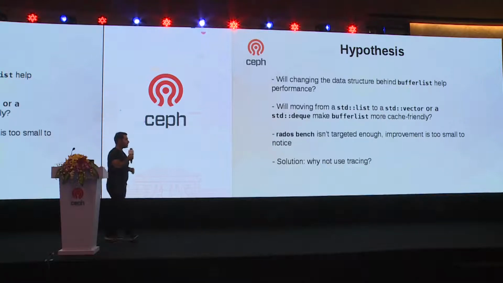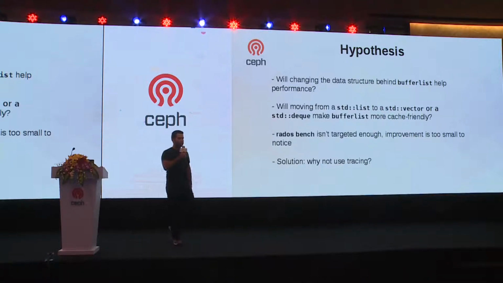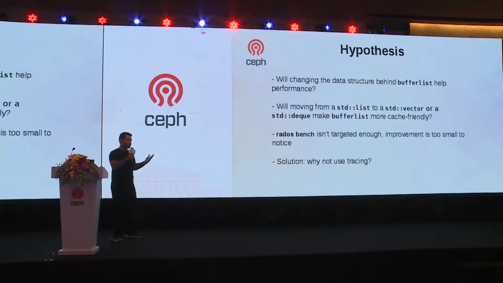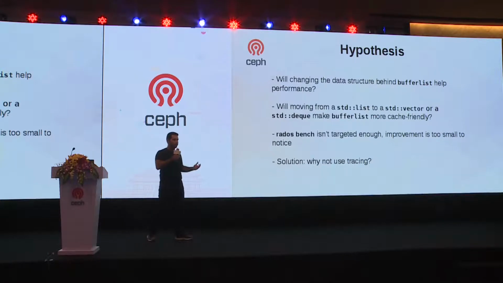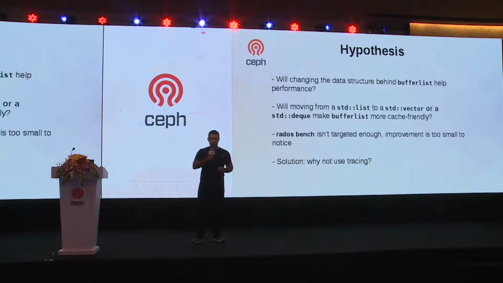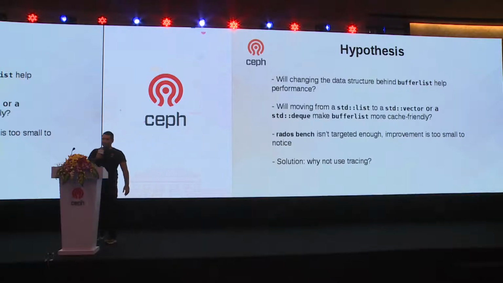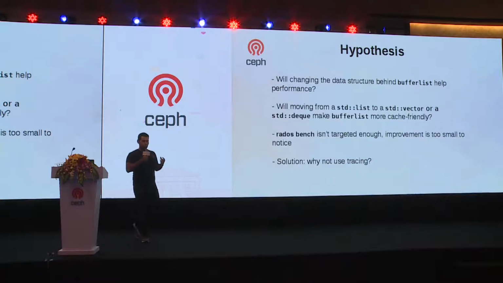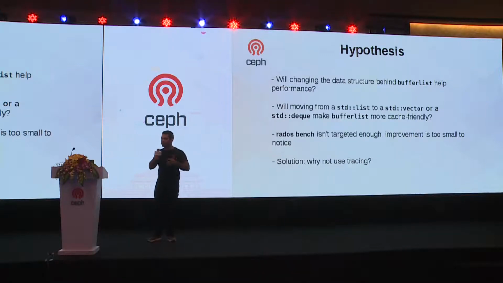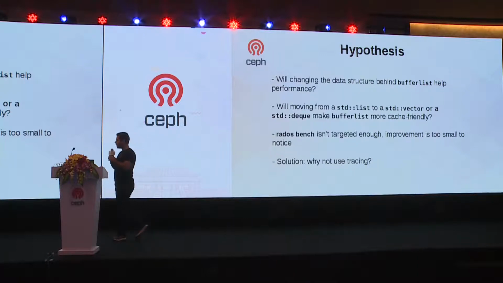So we have this hypothesis that changing the backend of buffer list might make an improvement for performance. Buffer list is simply a class that chains buffers together. It's a list of buffers. And it's currently implemented using a linked list from the standard library, which is just a bunch of nodes that are referenced by pointers. They're not contiguous in memory.